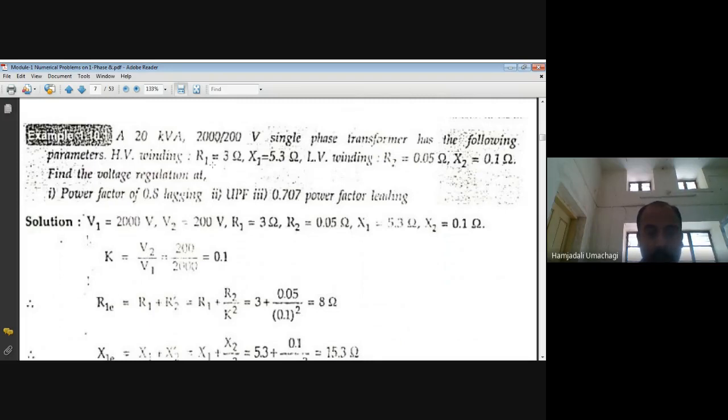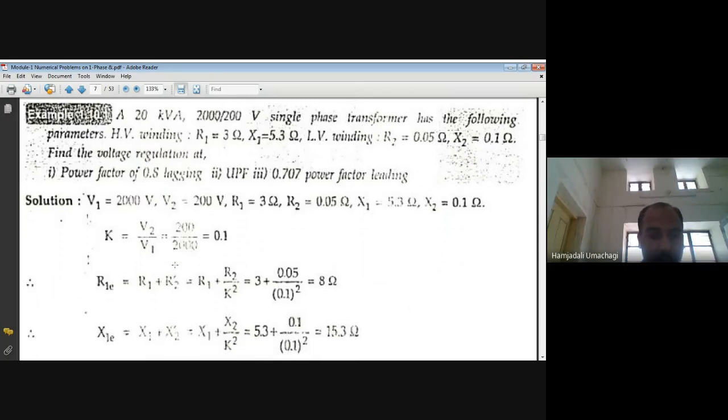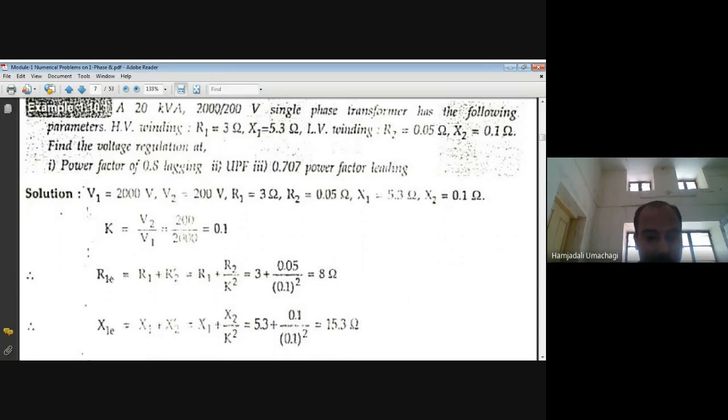So write down all the given parameters. V1 is 2000, V2 is 200, then R1 is 3 ohms, R2 is 0.05, X1 is 5.3, X2 is 0.1 ohms. Then calculate K. K is nothing but V2 by V1. V2 is 200, V1 is 2000. 200 divided by 2000 will be 0.1. Now calculate R1E, primary equivalent resistance. R1E is R1 plus R2 dash. So here we are moving the secondary resistance to the primary, means backward direction.